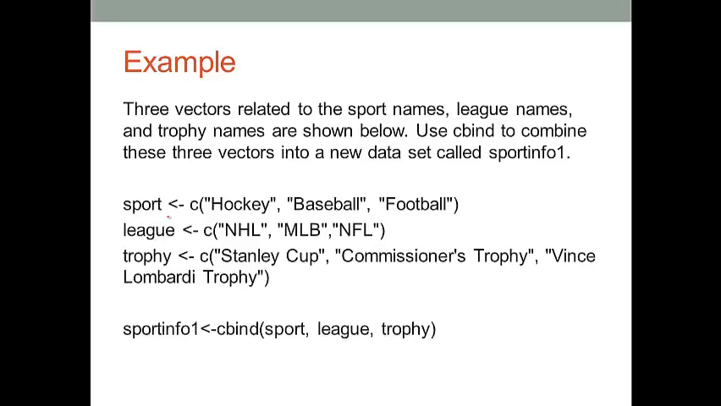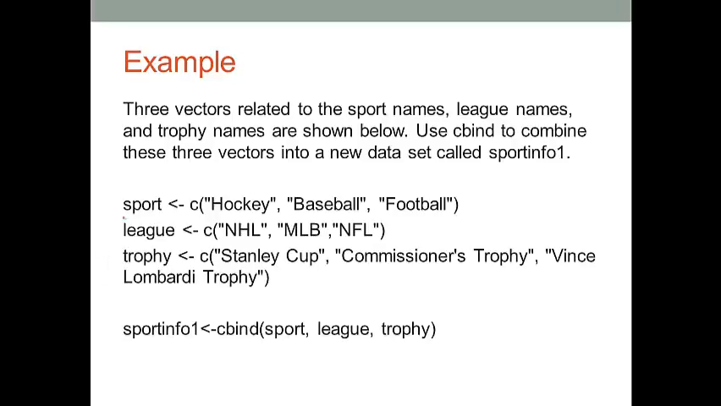What we want to do is to use the C function to create a vector first. As you can see, the first vector is called a sport, the second vector is called a league, and the third vector is called a trophy. And then we want to use the cbind function to combine these three vectors together. When you use cbind, each element in cbind is the vector name.